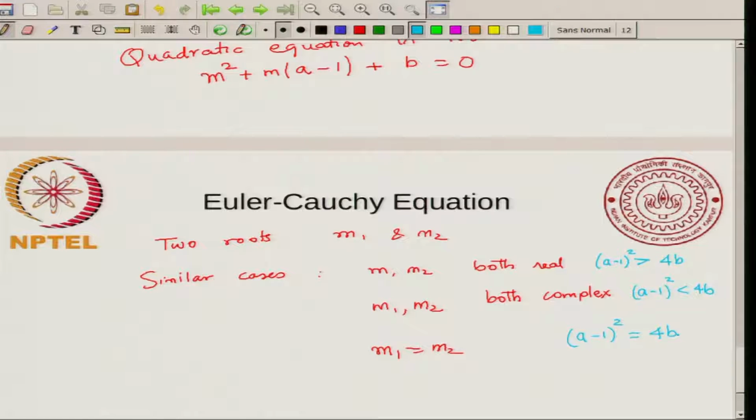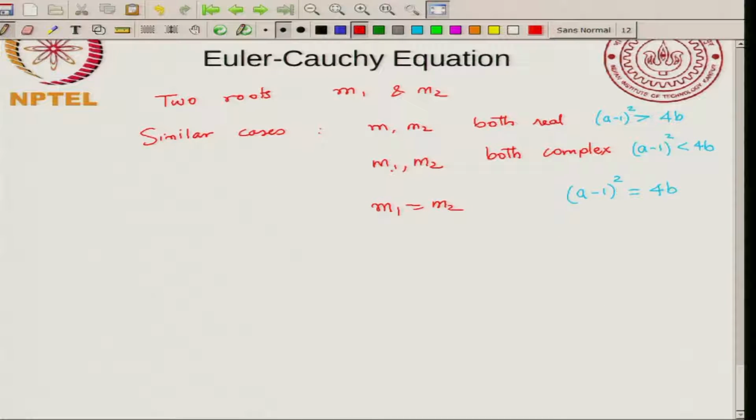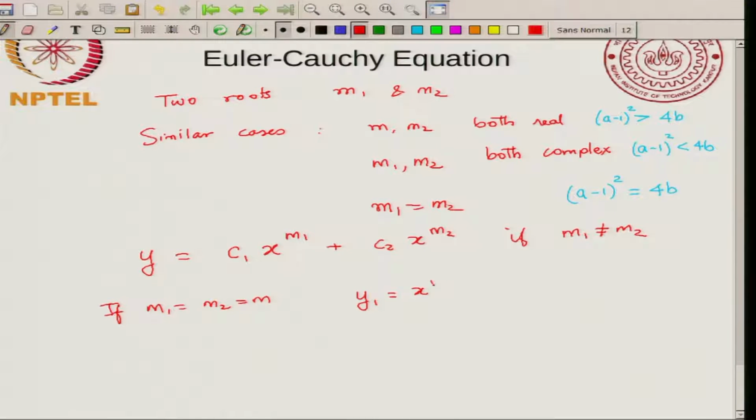So, these are the conditions in which you will get these solutions, and you know what to do. The general solution will look like, in the first two cases, y equal to c1 x raised to m1 plus c2 x raised to m2, if m1 is not equal to m2. And if m1 equal to m2, then you find one root and you get the other solution by variation of parameters. So if m1 equal to m2 equal to m, then y1 equals x raised to m.